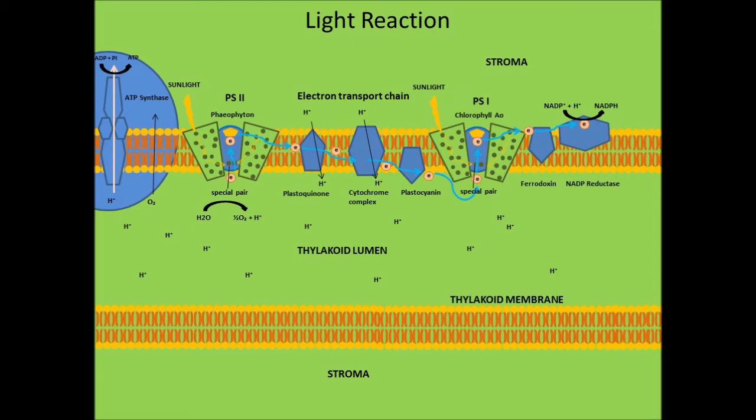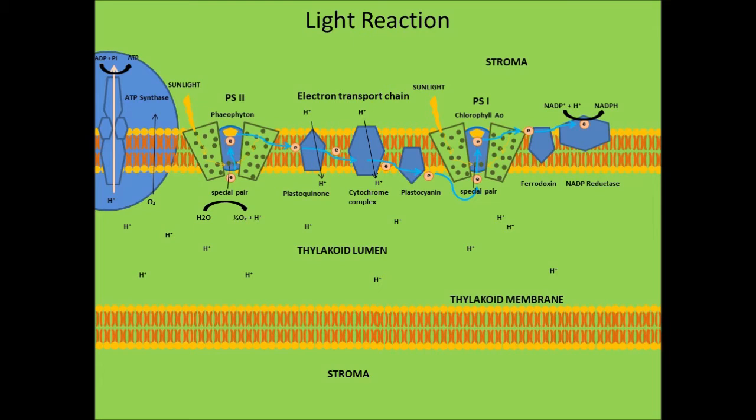After photolysis of water molecules by photosystem 2 in the manganese center, the hydrogen ions or protons produced begin to accumulate in the thylakoid lumen. In addition, hydrogen ions or protons are actively pumped into the lumen as the molecules of plastoquinone and cytochrome complex receive energy as they transfer the electron in the electron transport chain. This causes a buildup of hydrogen ions, creating a concentration gradient across the thylakoid membrane.